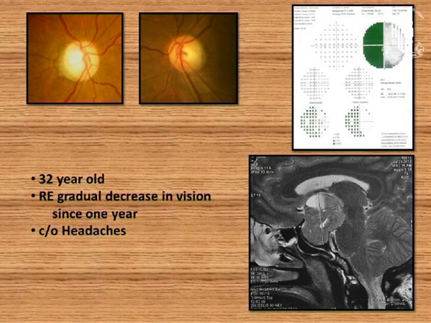Coming to a short case to illustrate the same, this is a 32-year-old lady presenting with gradual decrease of vision in the right eye since 1 year, with complaints of headaches. If we look at the discs, the pallor is definitely more than the cupping, although the right disc is definitely cupped. But when you look at the visual fields, there is definitely hemifield loss sharply respecting the vertical meridian, and on imaging you see a large sellar mass.